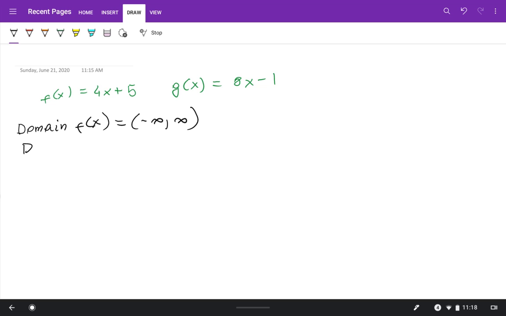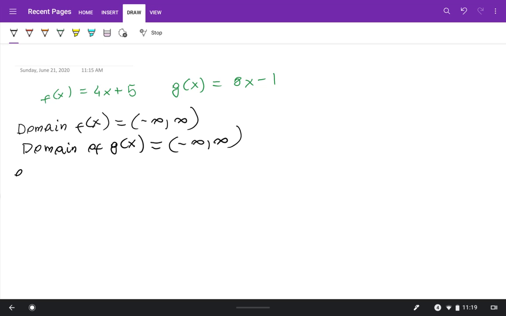Domain of g of x. g of x is also a linear function, 8x minus 1. This is the equation of a straight line. So domain represents all the x's. So for x, you can plug in any value you want, and you will always be able to evaluate y. When you have a linear function, again, there are no restrictions for x values. That means the domain of this function is also from negative infinity to positive infinity.